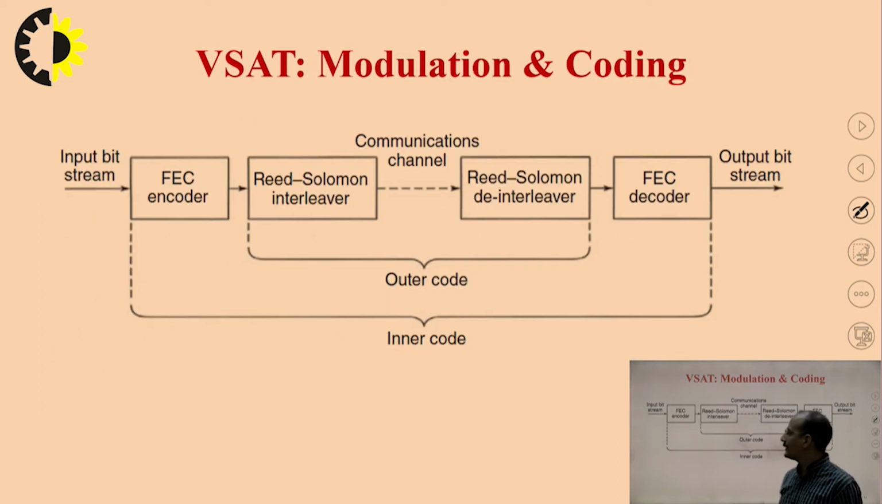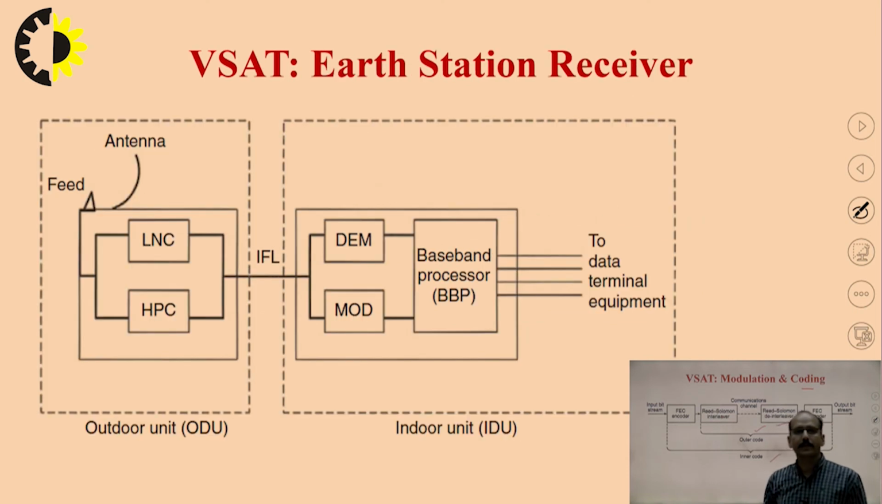So here you can see the coding scheme for the VSAT, in which the input bit stream goes through a forward error correction encoder with the Reed-Solomon interleaver to provide the encoding. Similarly, at the receiver side, there is a de-interleaver or Reed-Solomon decoder and the forward error correction decoder. This is the outer code and this is the inner code. It means two-way coding is used for VSAT coding purposes.